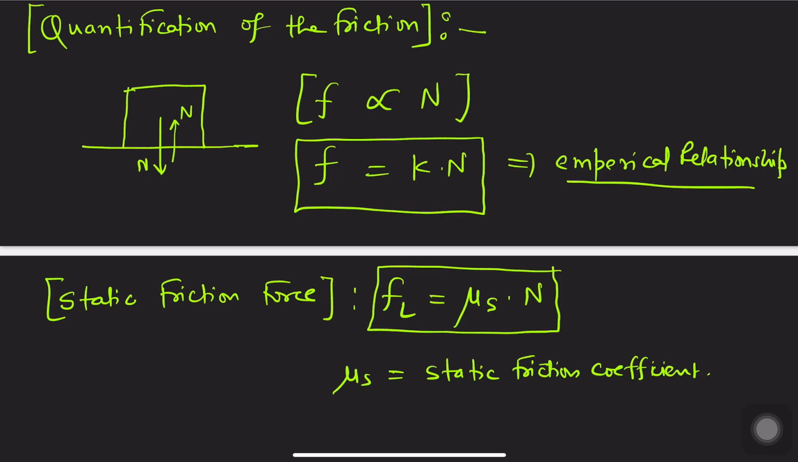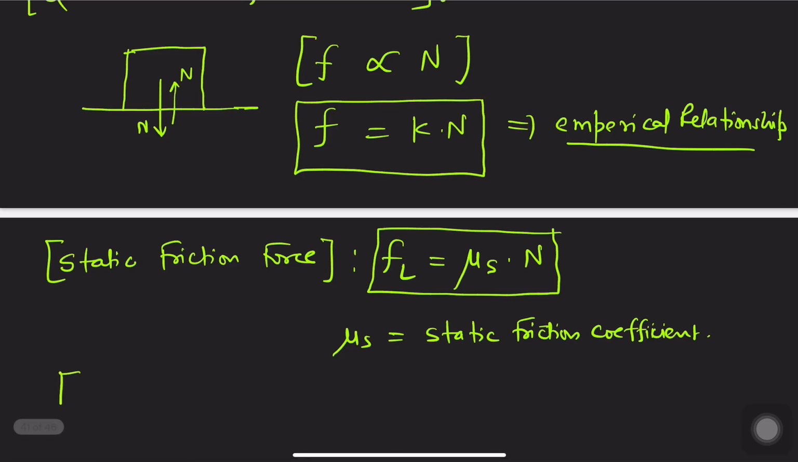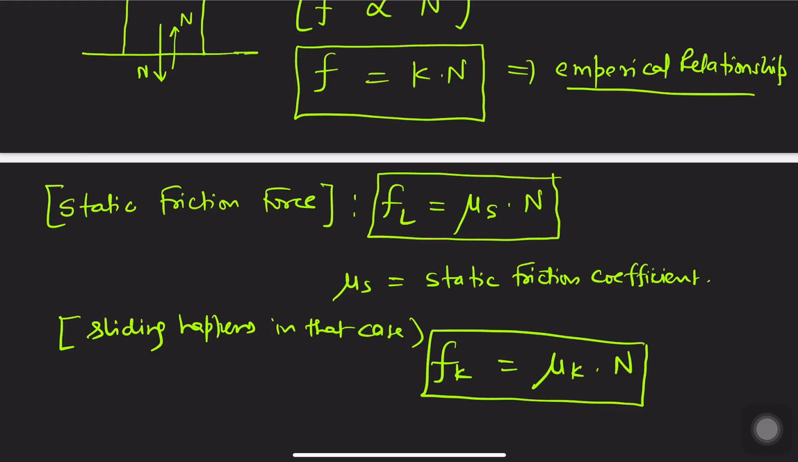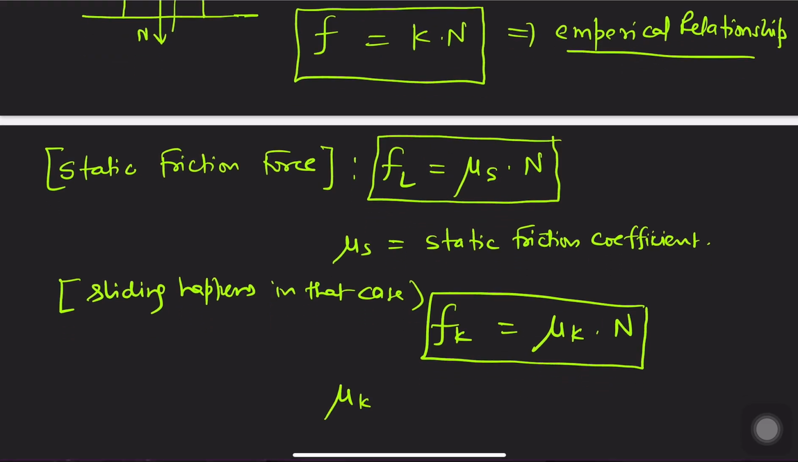Okay, and after that guys, when sliding happens, in that case kinetic friction acts that we have discussed already, and that is given as mu k into the normal force, where mu k is known as the kinetic friction coefficient. Okay, kinetic friction coefficient.